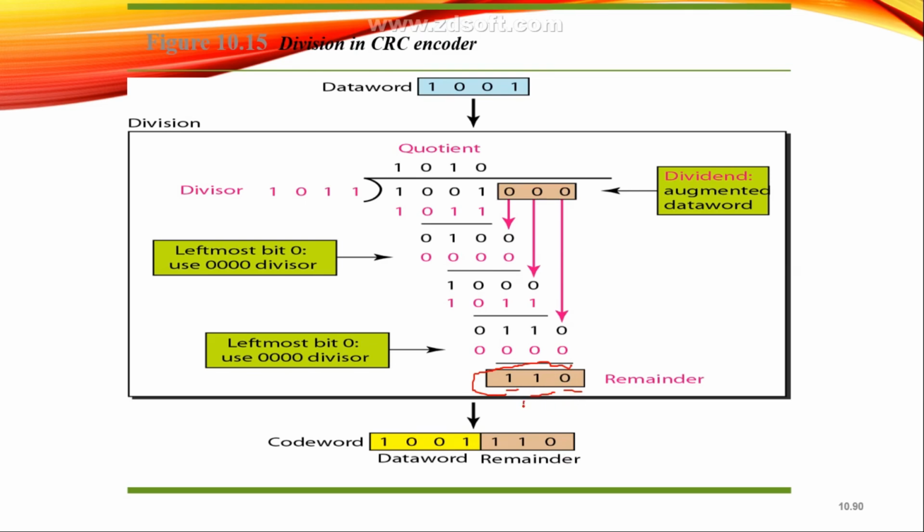Now we are going to append this remainder to this data word, so it would be 10011110. This is the code word that is generated that you have observed in the table. In this manner, we are going to find the code word for all remaining data words. So hope you understood this division.